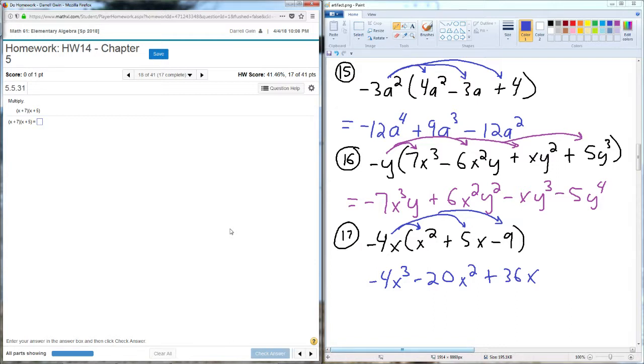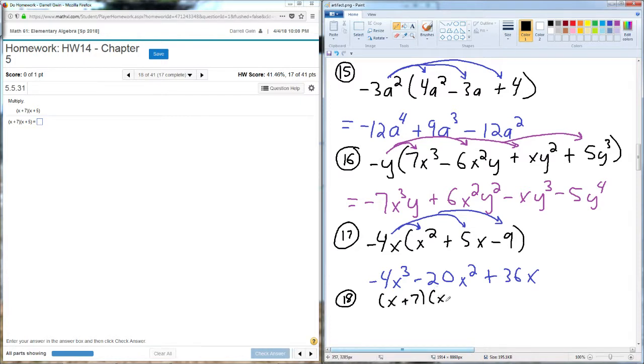Alright, and polynomial times polynomial, number 20, or number 18. Okay, we got x plus 7 times x plus 5, and this is just FOIL. I'm going to do this one in green.